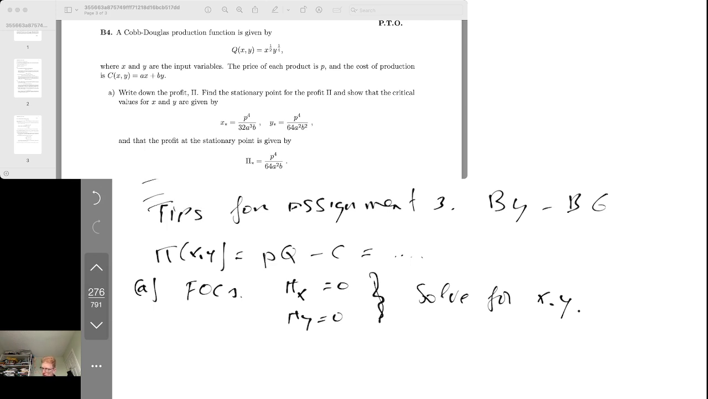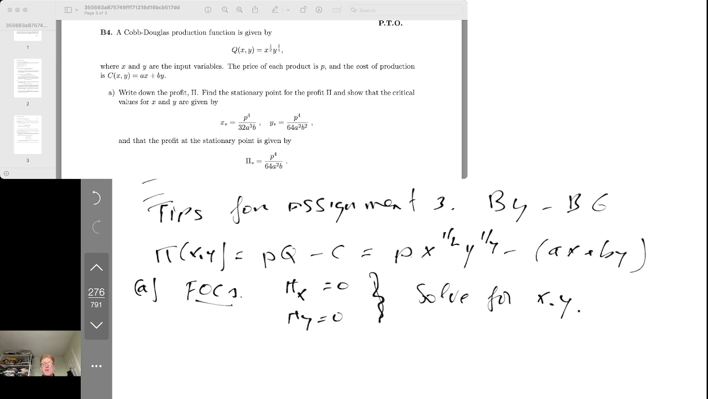These are tips for assignment 3, B4 to B6. In B4, see the top right, we've been given a Cobb-Douglas production function Q equals x to the power 1/2, y to the power 1/4. X and y are input variables, the price of each product is P, and the cost of the production function is ax plus by. So then we can write down the profit function pi as revenue minus the cost, ax plus by.